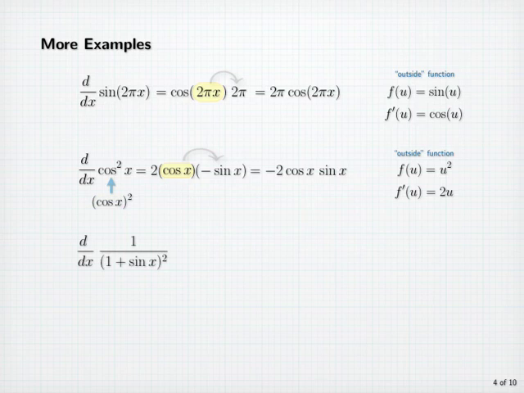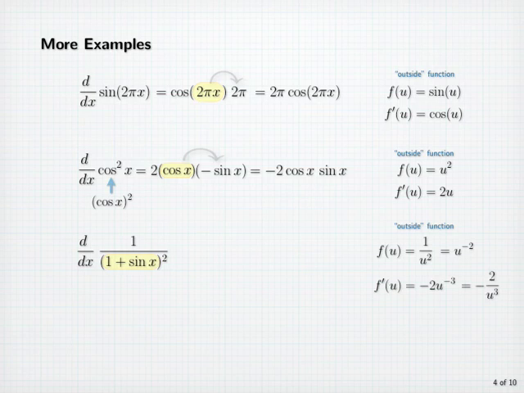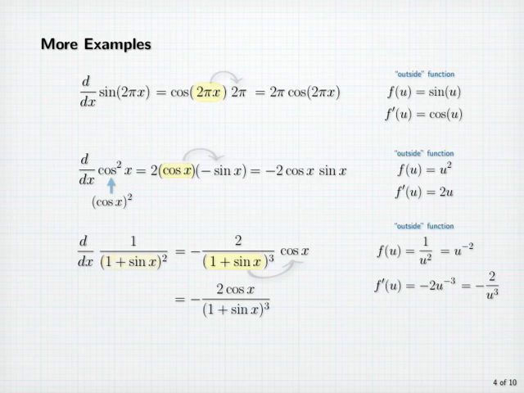The derivative of 1 over (1 plus sine x) quantity squared. Here we view 1 plus sine x as our inside function, and the outside function is 1 over u squared, or u to the minus 2 power, whose derivative is minus 2 u to the minus 3 power, or minus 2 over u cubed. And so now we write minus 2 over the inside function cubed and multiply by the derivative of the inside function. So here we have minus 2 cosine x over (1 plus sine x) cubed.